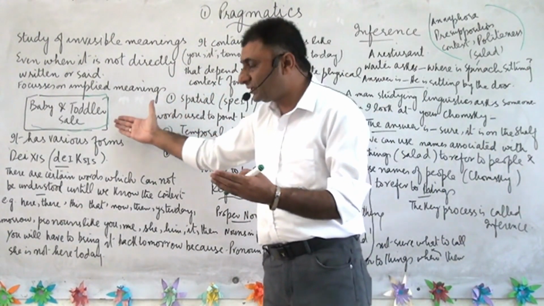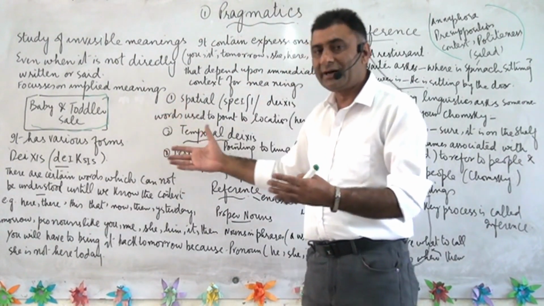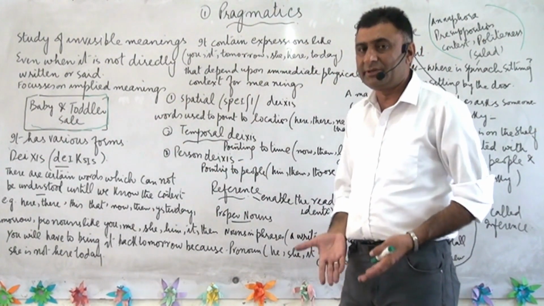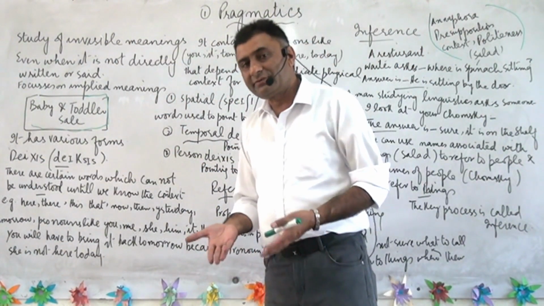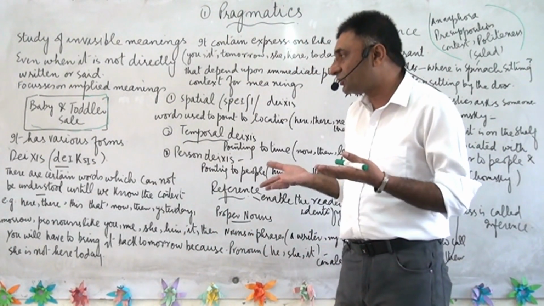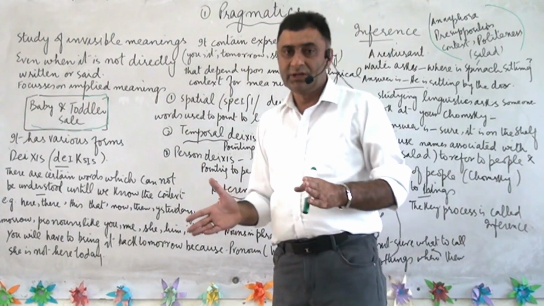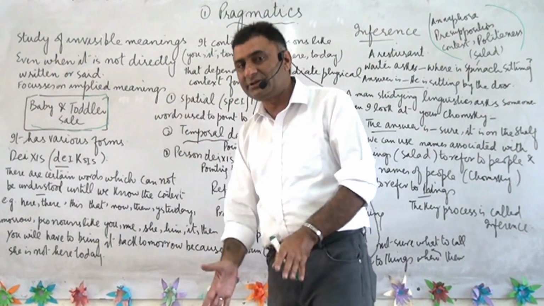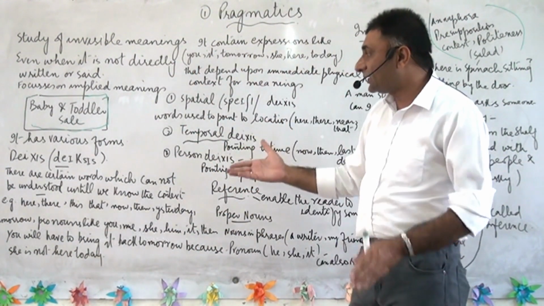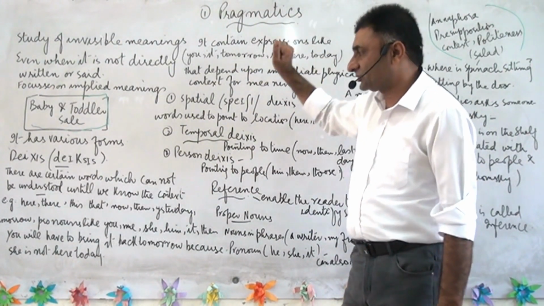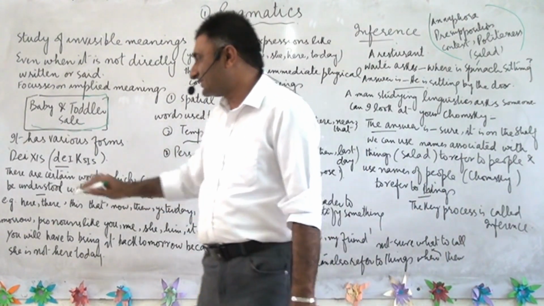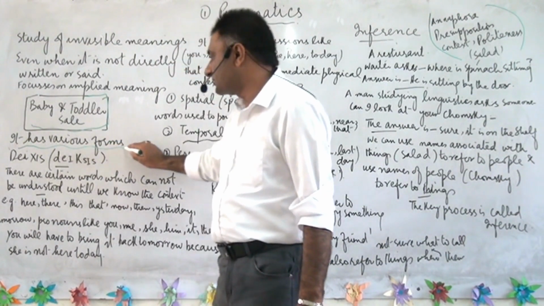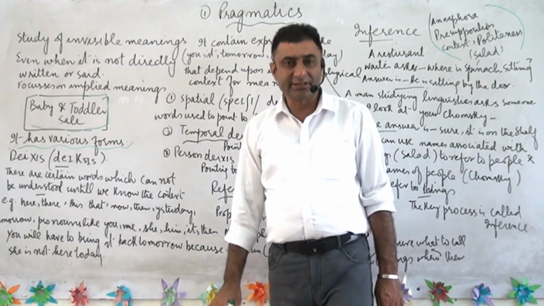It means that we have tried to know the implied meanings, the invisible meanings, the hidden meanings. We are not going to focus upon literal meanings, and we are going to depend upon figurative meanings, implied meanings, hidden meanings, and the knowing of those hidden meanings is called pragmatics. This pragmatics has various forms. We are going to discuss it in detail by keeping its forms.